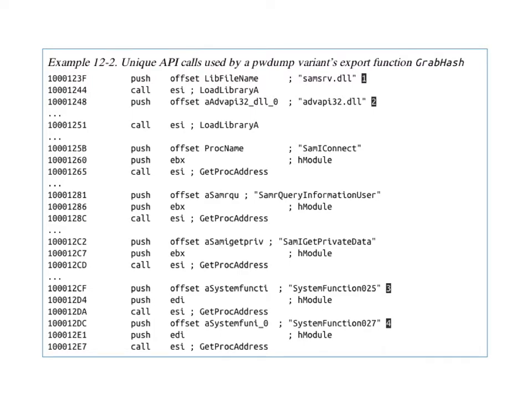So here's the API calls used by a Pwdump function. There it is, calling samsrv.dll. Remember, the way you start when looking at assembly is start way over on the right to find easy stuff and only worry about the details if you have to.